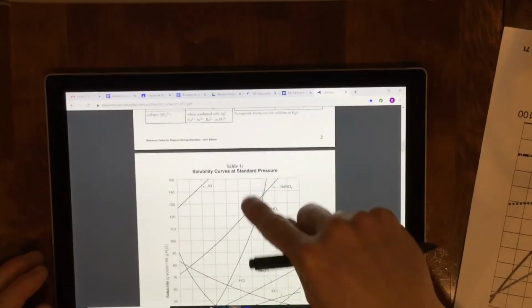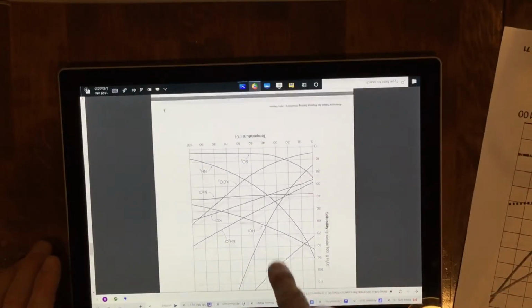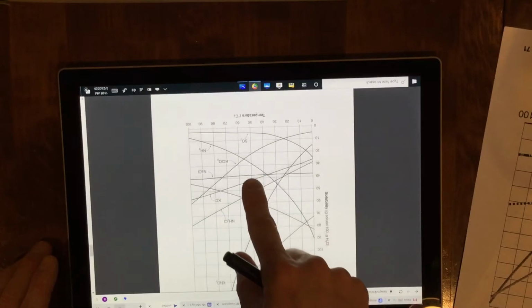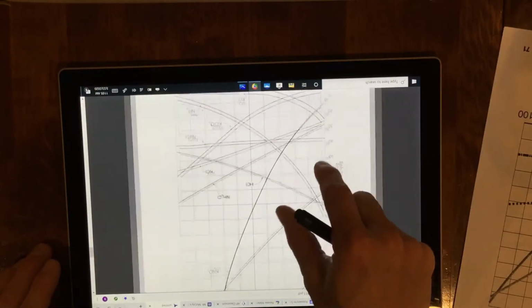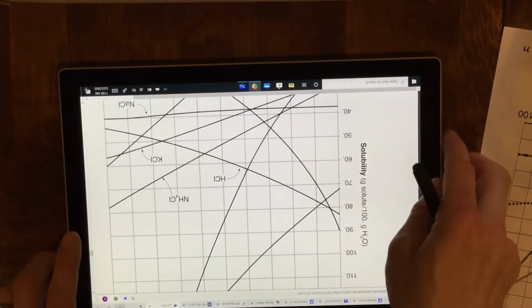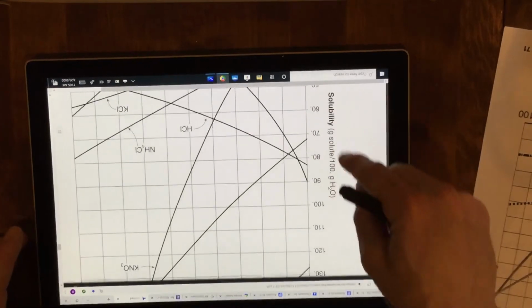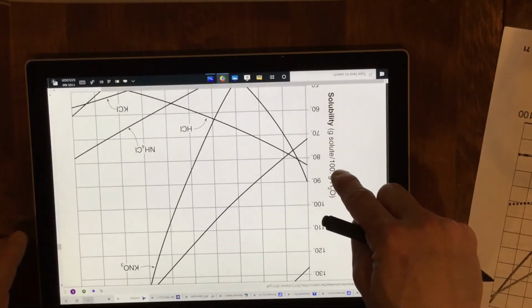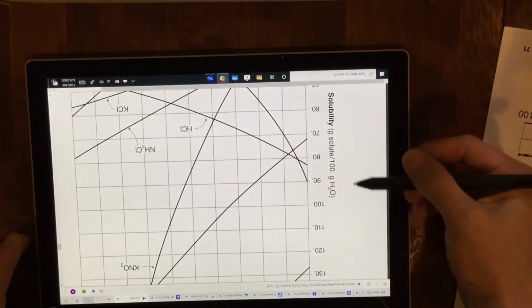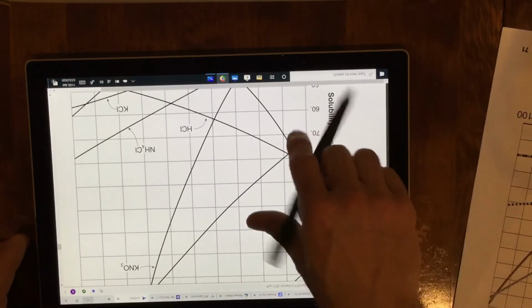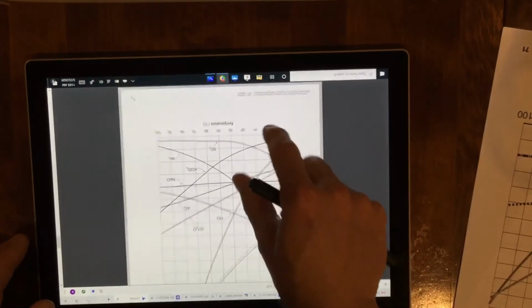So, I'll turn this around. There's table G, and you can see down here at the bottom you have temperature, and over here you have solubility. This number here is how many grams you can dissolve in a beaker of water that has 100 grams of water. By the way, 100 grams is the same as 100 milliliters. It's the same thing. So if you have 100 grams of water, how much of these substances can you dissolve in that water? Well, the temperature will change that.